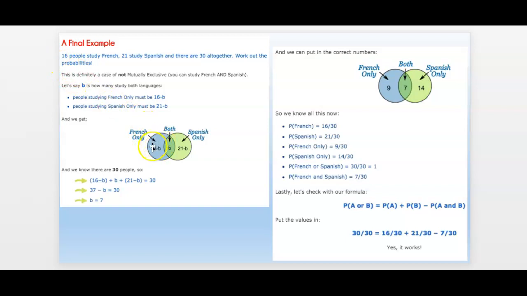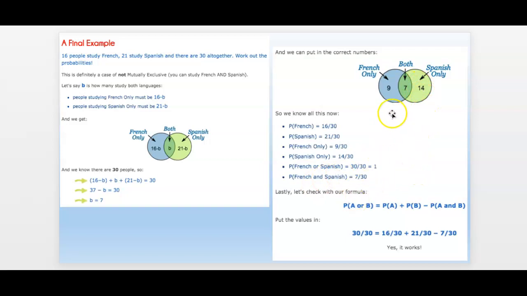It says here 16 people study French, so the ones that study French only must be 16 minus B. And since 21 total study Spanish, the amount that studies Spanish only is 21 minus B. You can set up a formula here, and we'll do some of this in class and find out what B is. Once you get the Venn diagram set up, you see how nice this is? You can solve all the probabilities just by looking at the Venn diagram.